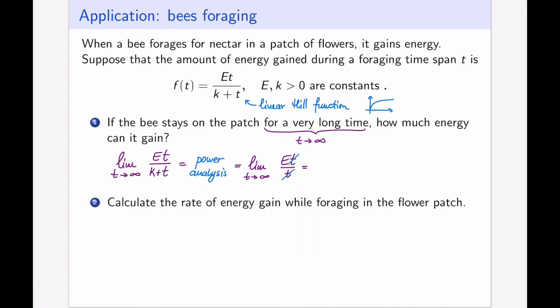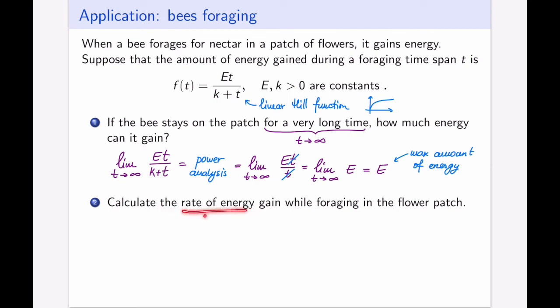Now I note that both t's will cancel and I end up with the limit as t goes towards infinity of my constant e. The limit of a constant is always the constant itself, which is e. So this will represent the maximum amount of energy that it can gain. Maximum amount of energy, which is some constant that will likely depend on the type of flower on that particular patch. Next up, calculate the rate of energy gain while foraging on the flower patch.